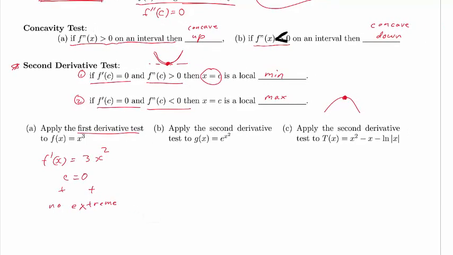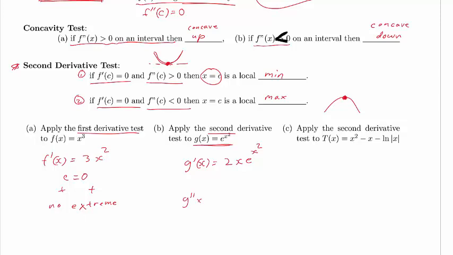Okay. All right, so that one's pretty straightforward. Apply the second derivative test to this guy here. This is our g of x. So we have to take the derivative twice. g prime of x equals 2x times e to the x squared. Again, that's using the chain rule.